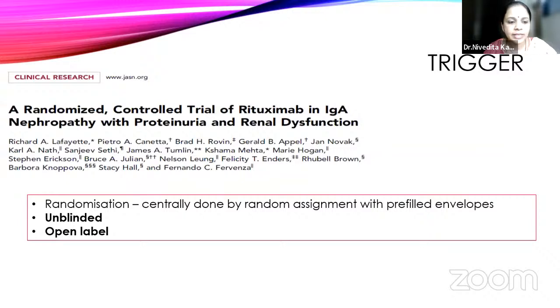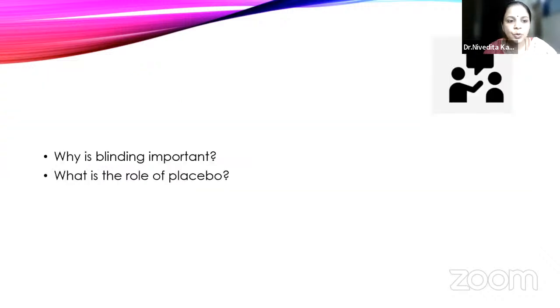Coming to the next two questions, this was an unblinded trial and an open label trial. So why is blinding important, and what is the role of placebo? So can you quickly tell us, Purunjoy, what you think about blinding?